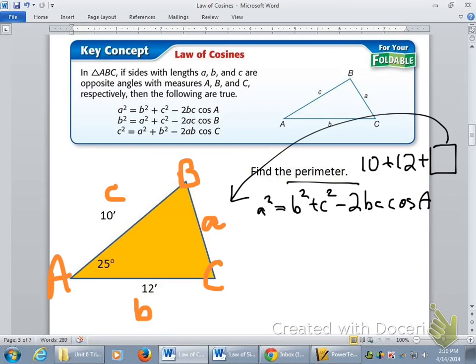Now that's a new formula. We're going to have to memorize this one. We've got to know it. But we're pretty good at using formulas, so all we've got to do is plug in. Do we know little a? No. What about little b? Yeah. Okay, that's going to be 12 squared plus 10 squared minus 2 times 12 times 10 times the cosine of 25 degrees. Good. Now, are we in degrees? All right, make sure you're in degrees in your calculator.